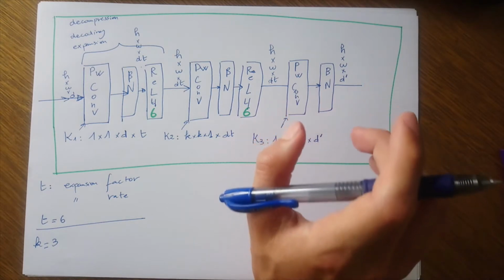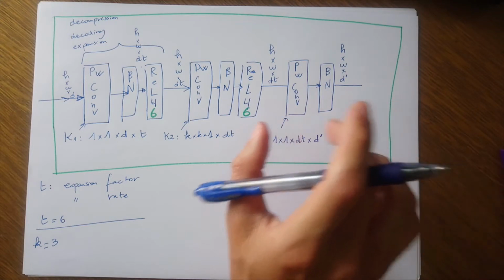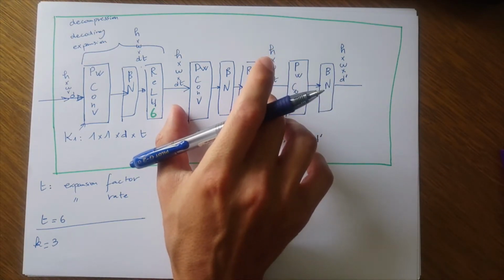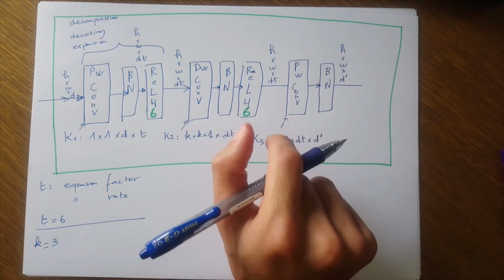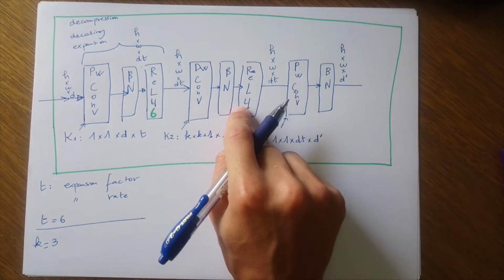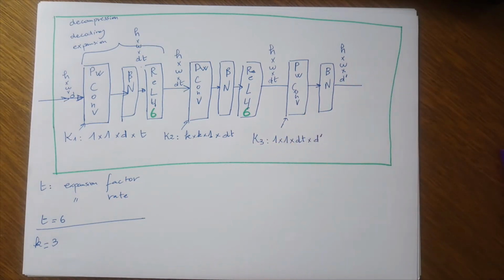In MobileNetV1, the depth-wise separable convolution applies ReLU after the depth-wise convolution and after the pointwise convolution. But in MobileNetV2, we apply the ReLU just after depth-wise convolution. We do not do that after the pointwise convolution. Otherwise, we would cause an information loss, right? So then we get our output.